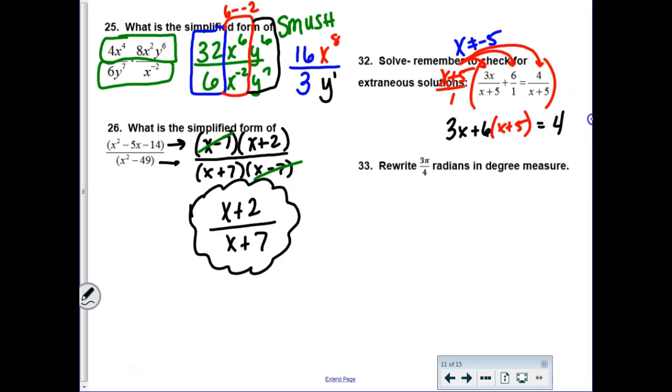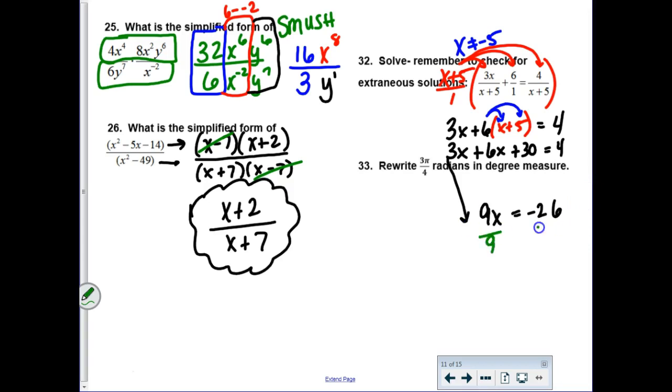So now I carefully distribute and solve. Go ahead and distribute the 6 now. Oh man, I wrote too big. All right, so 3x plus 6x plus 30 equals 4. And I'm going to scoot my work down here. So that's a 9x. I'm going to go ahead and subtract the 30 over. So it equals negative 26.